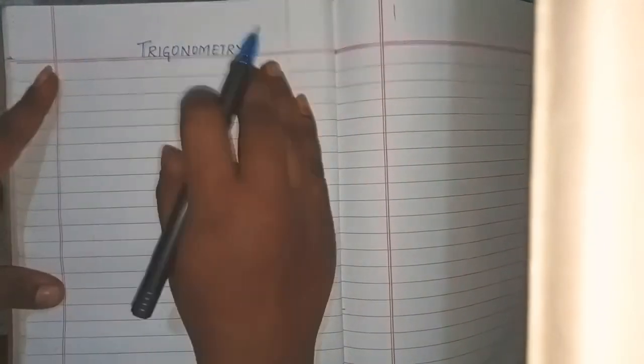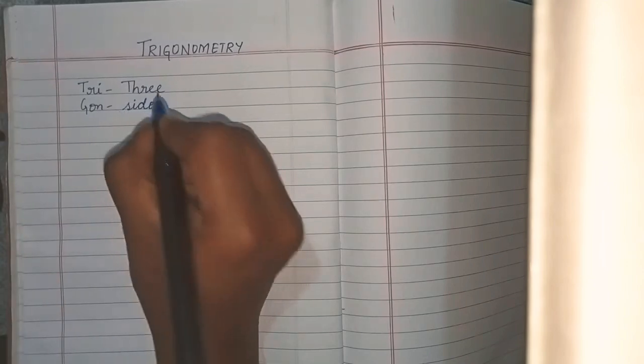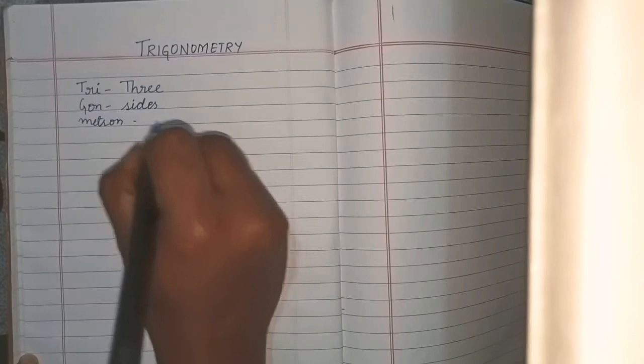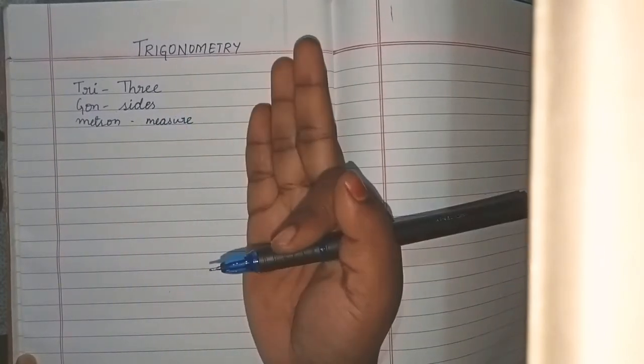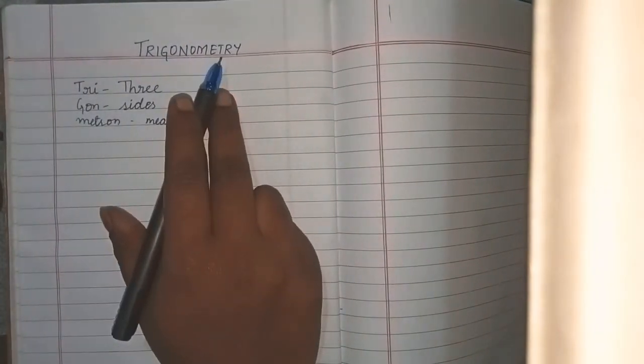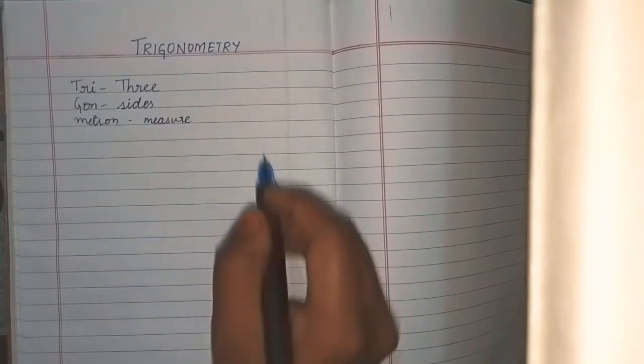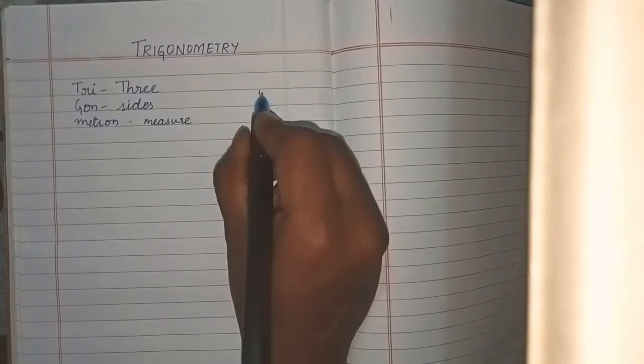Here, the name itself will provide some information. So what is it? Tri means 3. Gon means sides. And metron means measure. So now, which shape will have 3 sides? Triangle, right? But in trigonometry, especially, we'll be using right angle triangle.